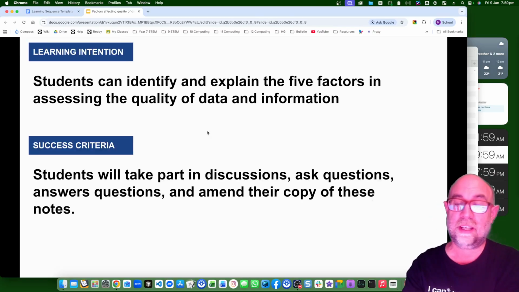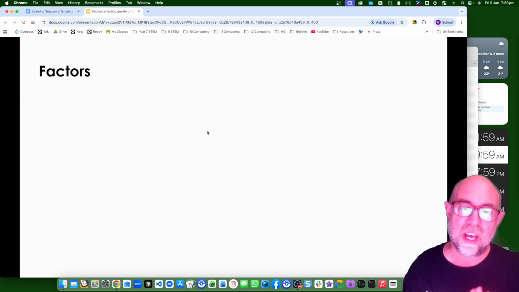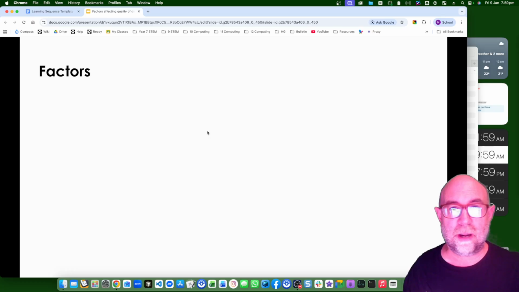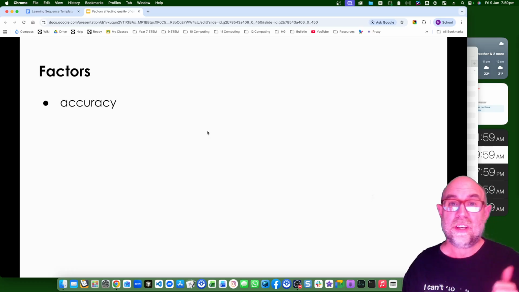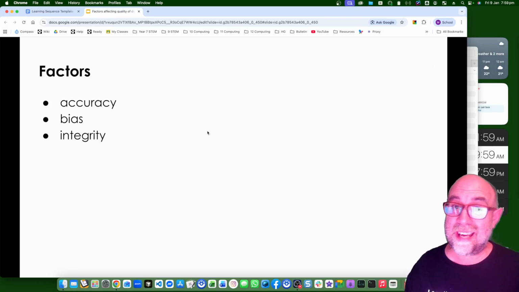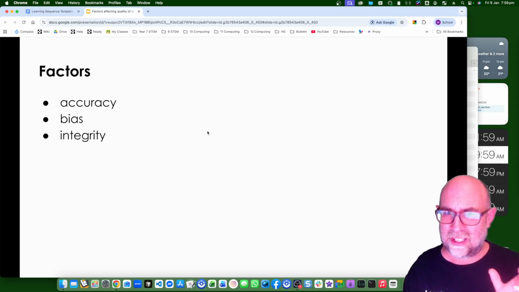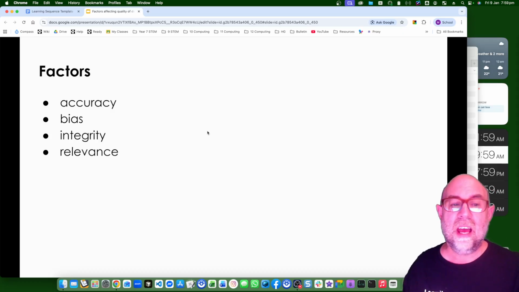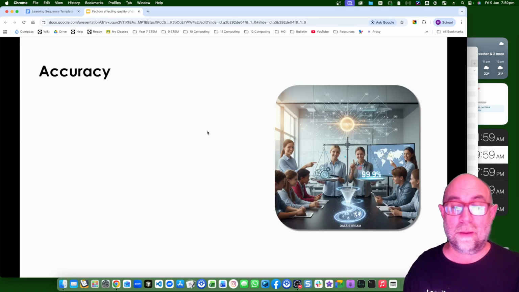So that's our learning intention, that students can identify and explain all 5 factors in assessing the quality of data and information. And one of the factors has sub-factors. I'm not saying the sub-factors are going to turn up on the exam, but I'm going to talk to you about them anyway. And who knows, they might. So number 1 is accuracy, then bias, then integrity. So part of data integrity is this dimension called integrity, relevance and reliability. So let's go through these one by one.